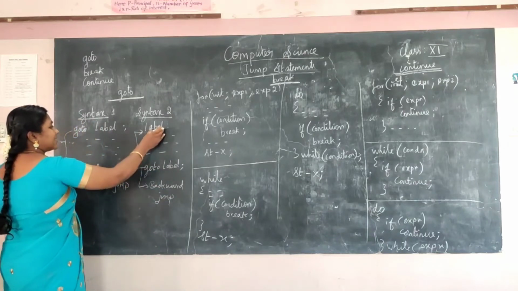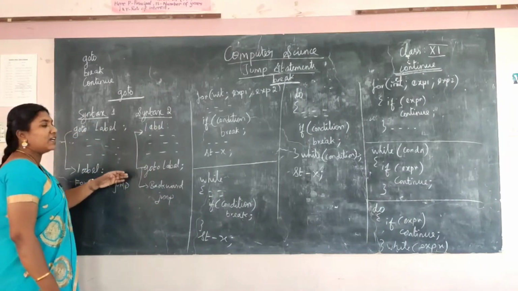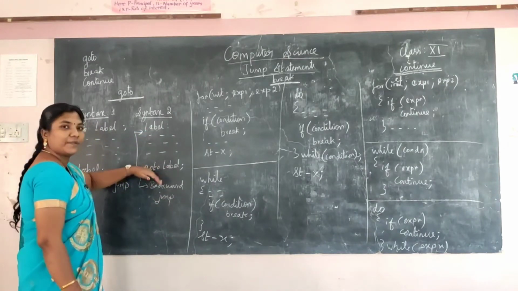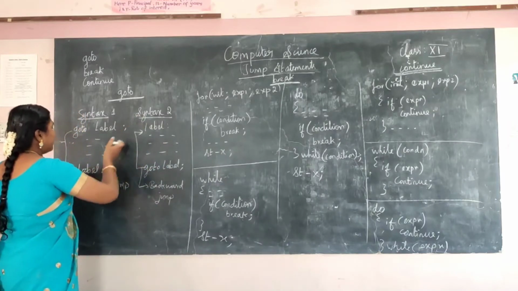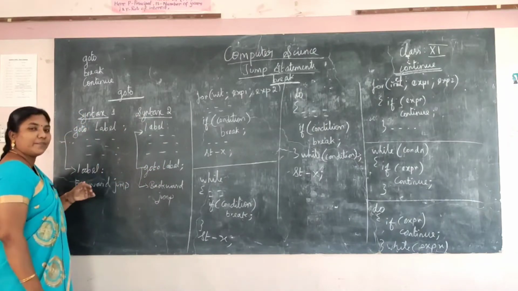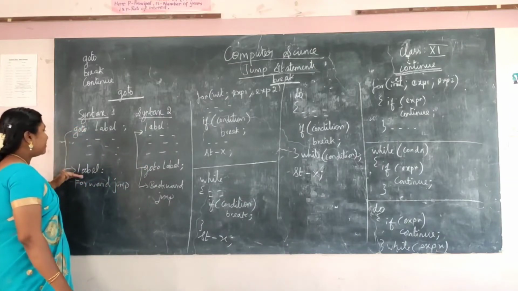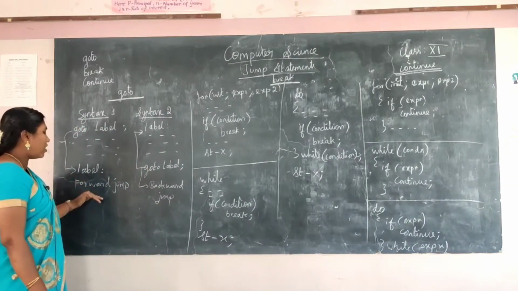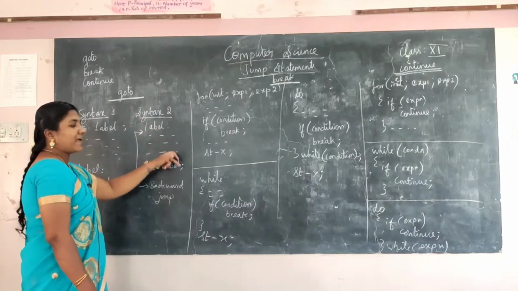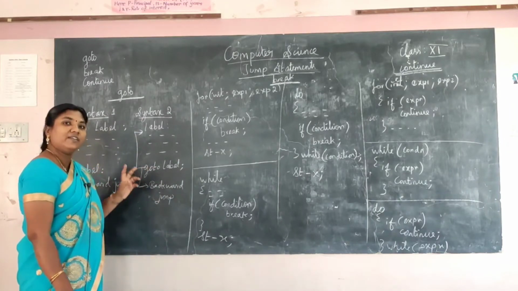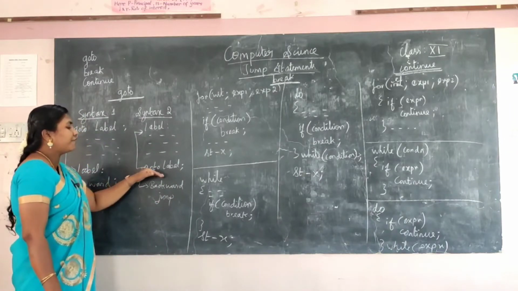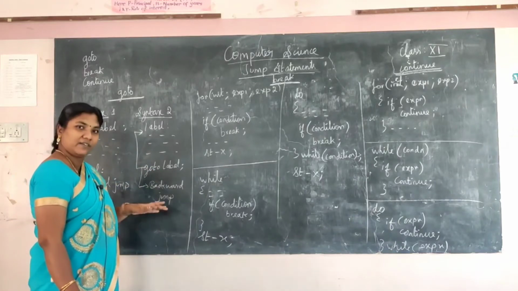This label is the location where the goto statement has to go. You can give any label for this. The goto statement can be either before the label or after the label. If the label comes after the goto statement, it is called a forward jump, and if it goes backward, then it is called a backward jump. This is the purpose of the goto statement.